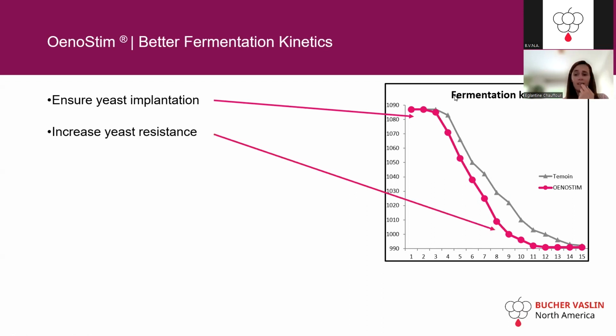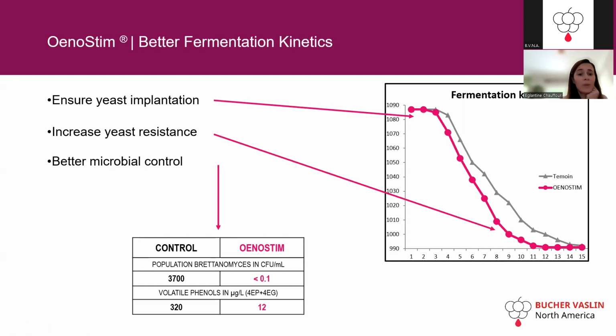You're increasing the yeast resistance. The fermentation, you see, got better toward the end and finished sooner. Actually, we finished like 4 days sooner than the control without EnoSteam. And there is a better microbial control because we have a better yeast implantation and a stronger yeast, so a better end of fermentation too. We don't have space for microbes to develop.